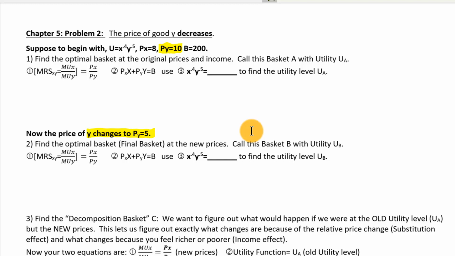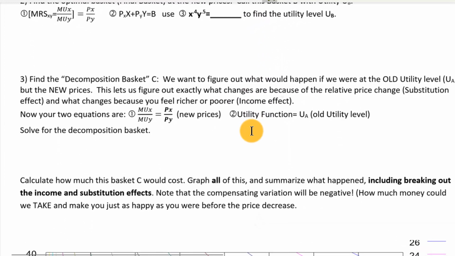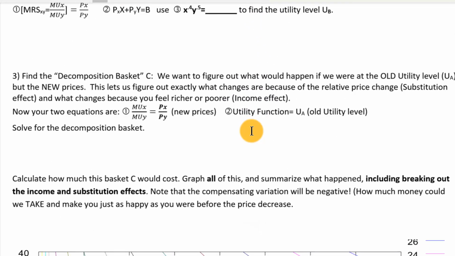The question we're asking is a little bit backwards from what we did before. When the price of Y goes down, they're going to buy more Y. And we're asking, why are they buying more Y? What part of it is it because they feel richer? And what part of it is because the relative opportunity cost between X and Y changed? The slope of the budget line changed. And then when we get down here to the decomposition basket, what we're asking is, what's the cheapest way to get them back to the old lower utility, right?